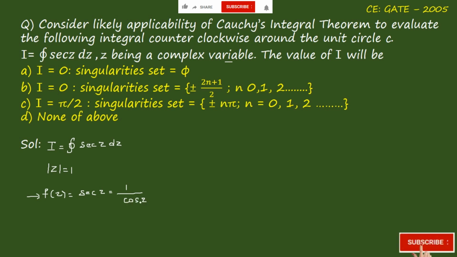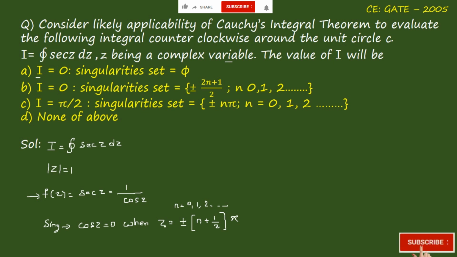1 by cos z. Now first finding the singularities. And we have to find the value of I also, right? Now when does cos z become 0? f of z becomes infinity when cos z is equal to 0. So cos z is equal to 0 when, if you consider z is equal to plus or minus (n plus 1 by 2) π, right? Now where n will be varying from 0, 1, 2, 3, and so on.